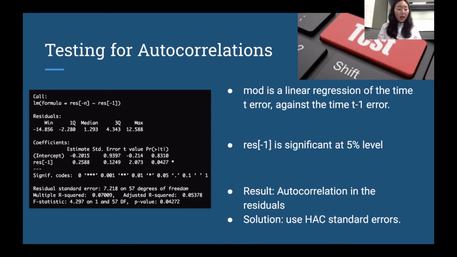This is not the desired result, as having autocorrelation means that our model is inaccurate and may suffer from serial correlation. To solve this issue, we can use heteroscedasticity and autocorrelation consistent standard errors that were developed by Newey and West. This issue will be covered in depth in our final report.